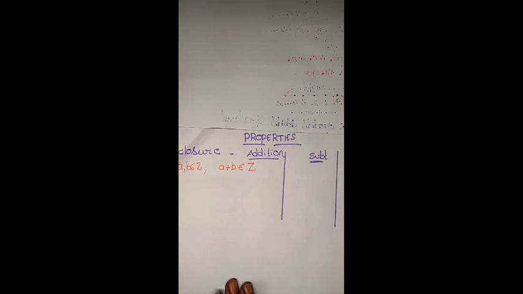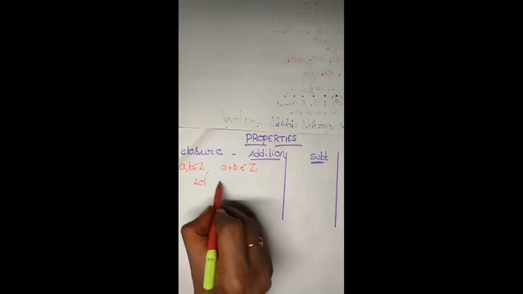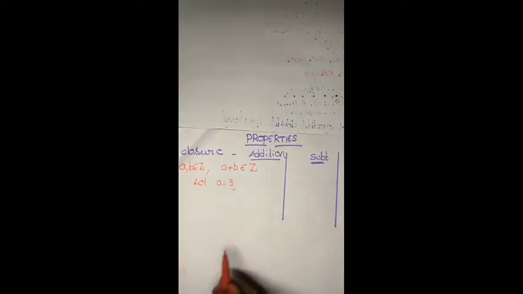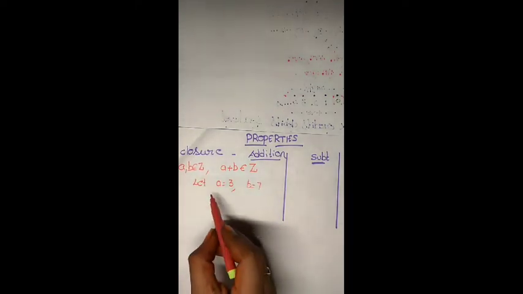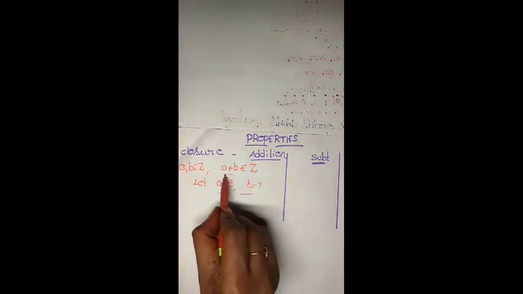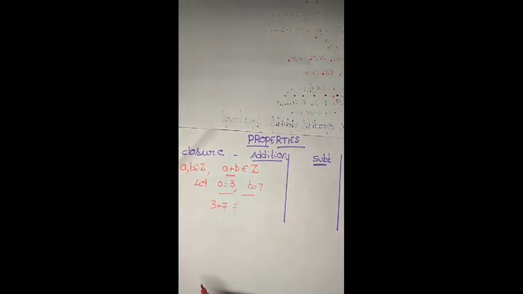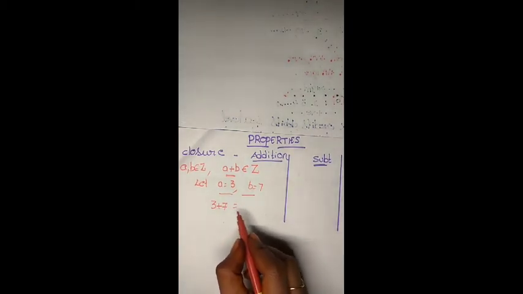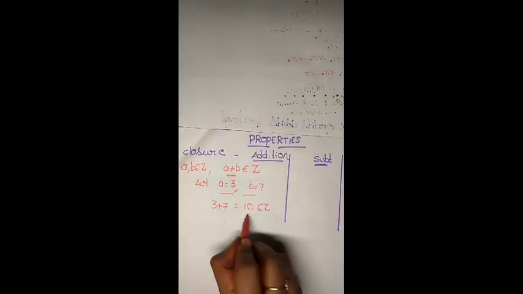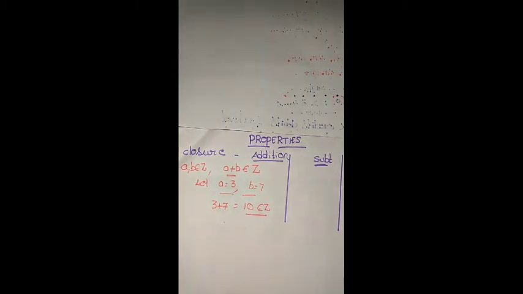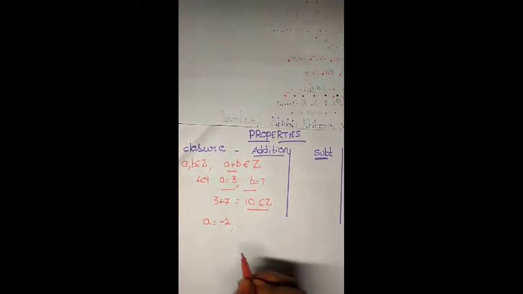So now let us take some values for a and b. Here I am taking a as 3 and b as 7. It is your choice to take your own examples. I am assigning the numbers to these variables. So substitute these numbers in the condition, that is a plus b, which is 3 plus 7 equals 10. So 10 is an integer. So closure property is satisfied.